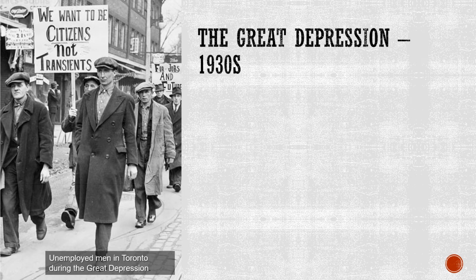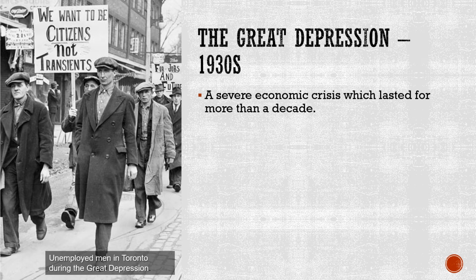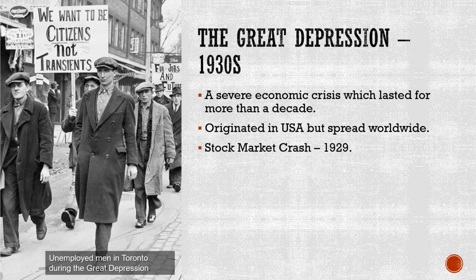So let's start by talking about what it was. The Great Depression was a severe economic crisis which lasted more than a decade. As I said, it originated in the USA, but it spread worldwide. This is an indication of just how intertwined the world economy had become by the time we get to the 1930s. A severe shock in one part of the system could have an effect in every other part.